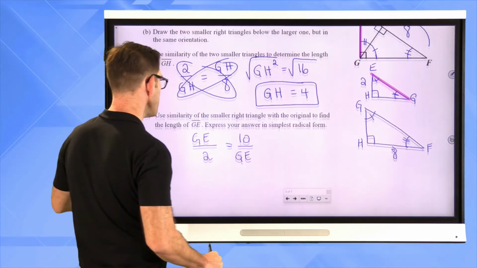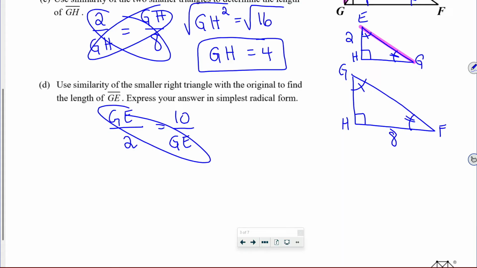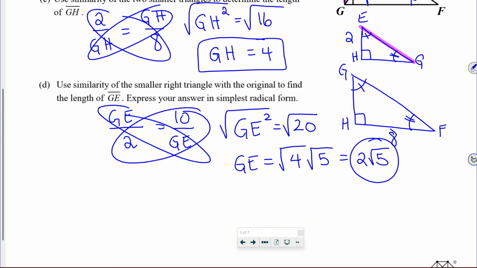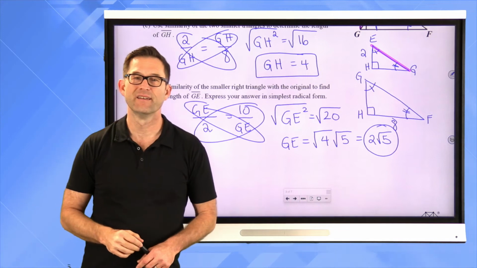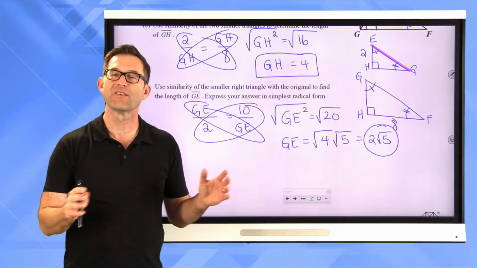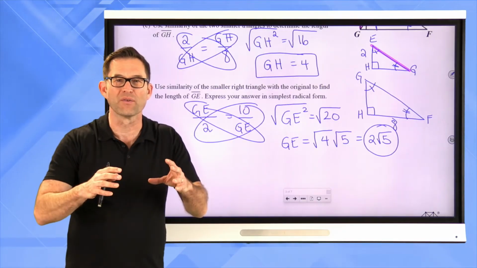And now, just like before, we can cross multiply. We'll get GE squared is equal to 20. 20 is not a nice perfect square, unlike 16 was. So I'd have to break that into the square root of 4 times the square root of 5. And that's 2 times the square root of 5. And that's it.